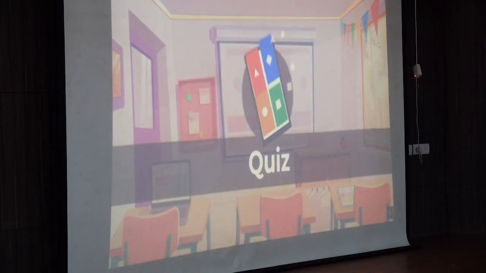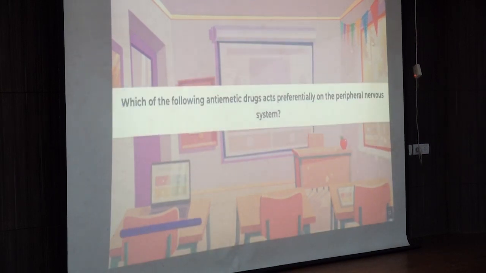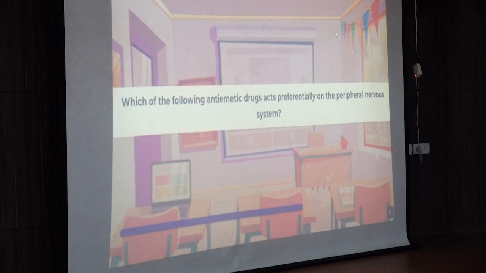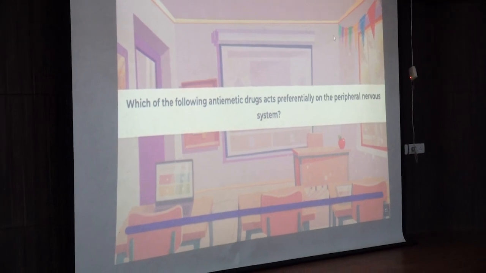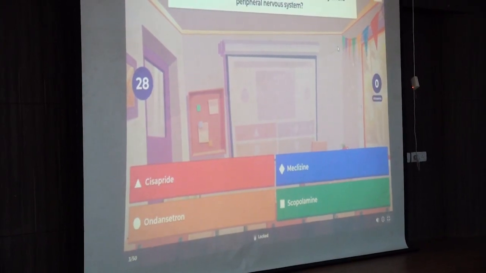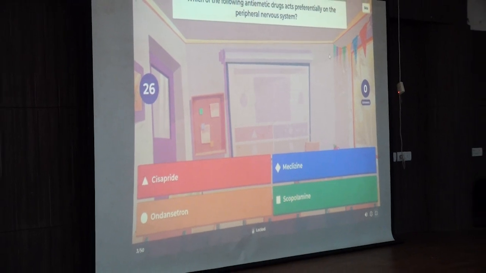Question number 3 on the screen for you. Which of the following antiemetic drugs acts preferentially on the peripheral nervous system? Cisapride, meclizine, ondansetron, scopolamine.